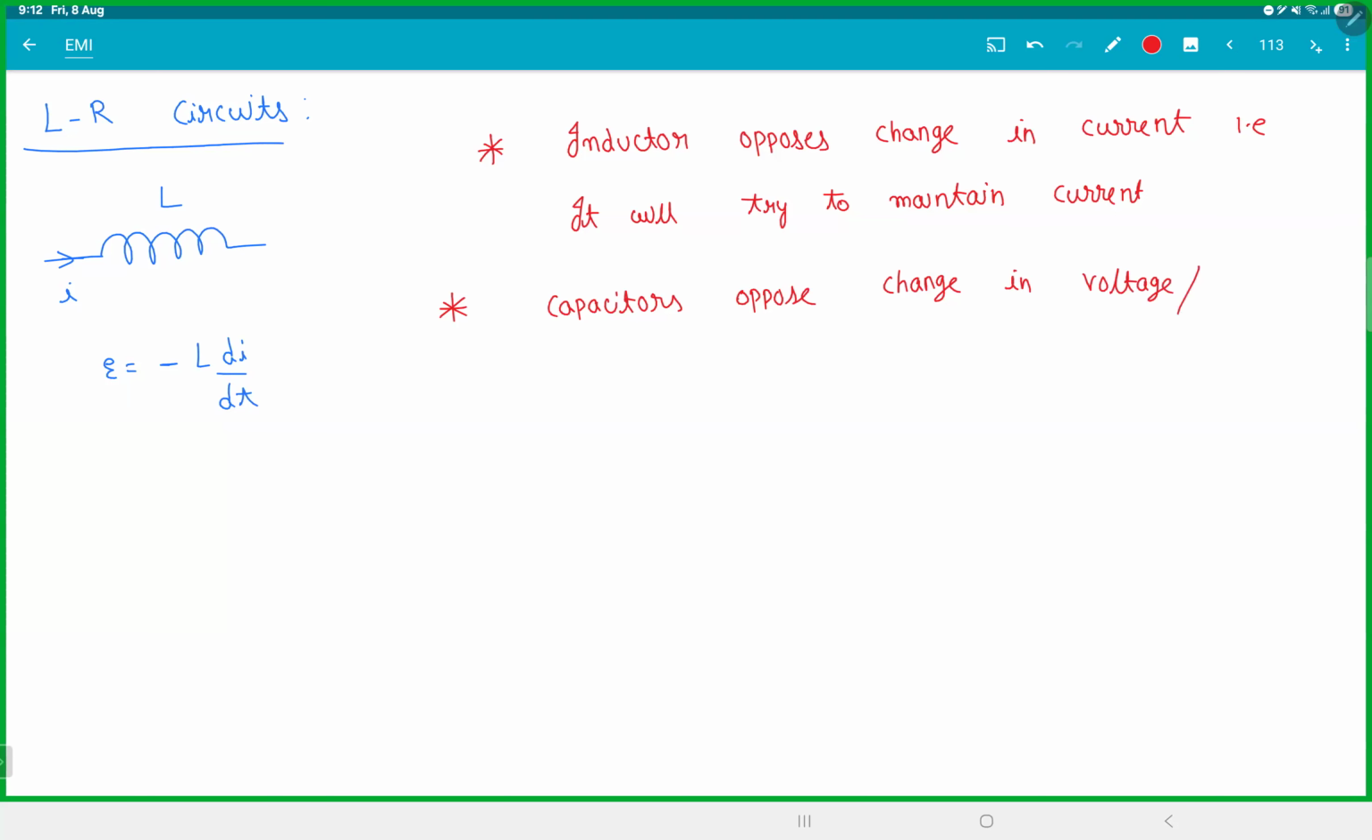Same thing, because Q is equal to CV, both are related. That means a capacitor will try to maintain the charge. It will discharge, but at that instant, it will have the same charge. It takes time to discharge.